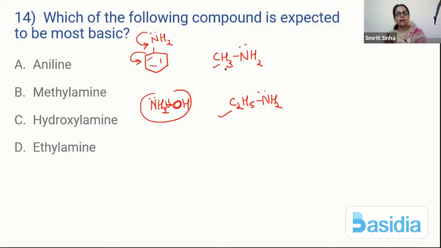But in B and D, the competition is there. So in B and D, obviously D wins because D has a greater number of alkyl groups. The more the alkyl groups, the more the electron density will increase due to the plus I effect, and the more will be the basicity. And therefore your correct answer is option D.